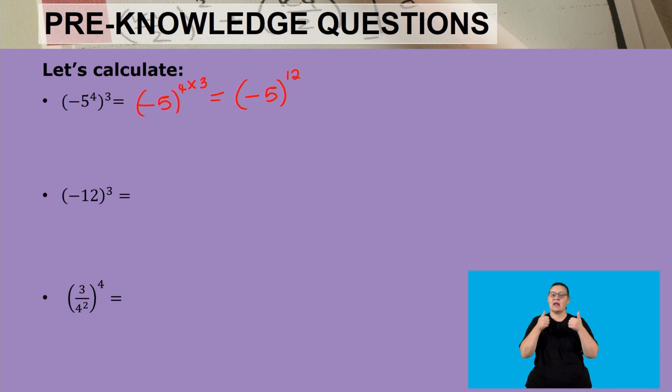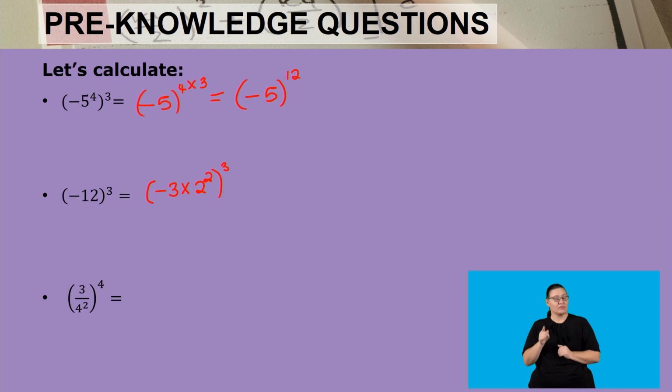What about this next one there? We have a negative 12 raised to the exponent 3. Well, firstly, we can factorize that negative 12. We know that negative 12 comes from a negative 3 multiplied by a 4, or we can write it as a 2 squared, because 2 squared is a 4, and that is all raised to the exponent 3.